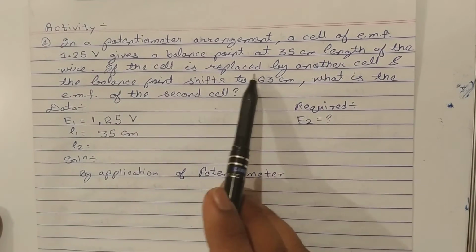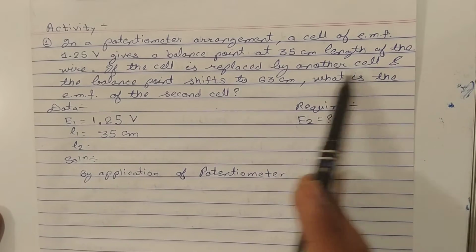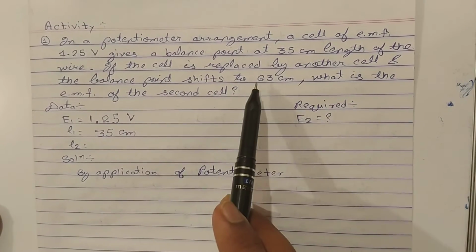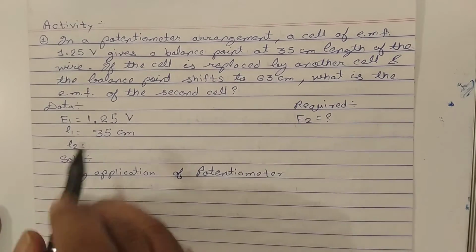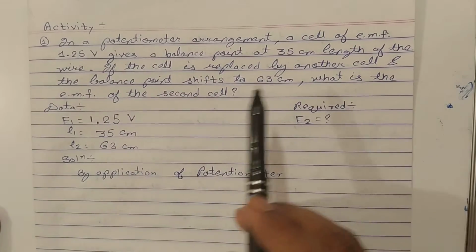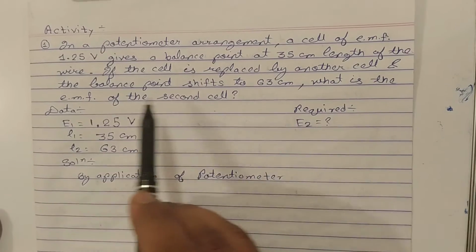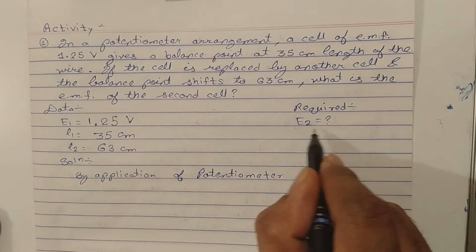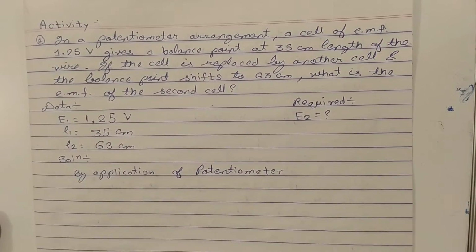If the cell is replaced by another cell and the balance point shifts to 63 centimeter, the students balance point is given 63 centimeter, but EMF of a cell is not given. What is the EMF of a second cell? So we have to find the value of E2.